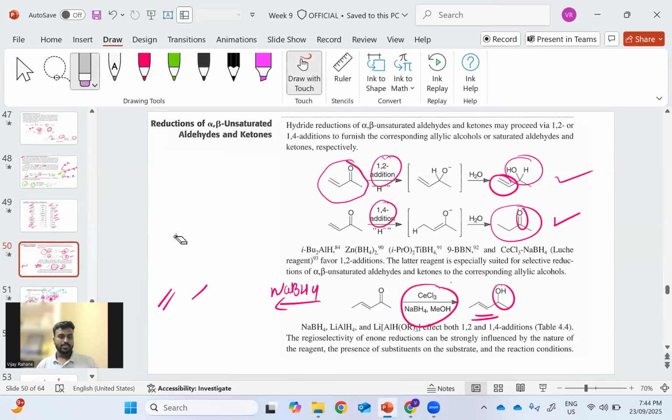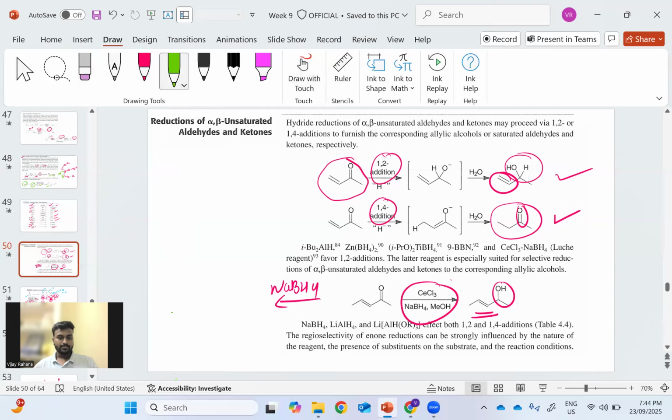So better I will draw with a different color. So this is the product we get when it reacts with the NaBH4 or LiAlH4. Both 1,2 and 1,4 addition take place. So on this substrate, when you use the NaBH4 or LiAlH4 or any other Li or other reagent, the addition of the cerium trichloride is important when you want to selectively reduce the carbonyl compound and keep the alpha beta unsaturated double bond intact.